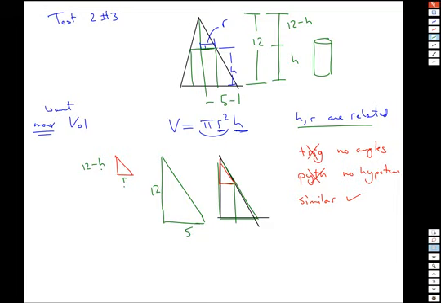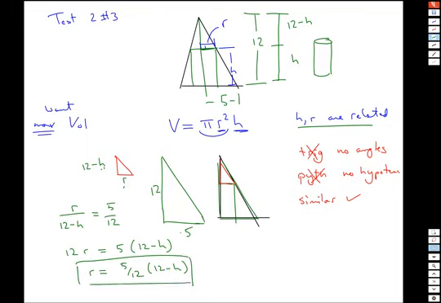It's totally up to you how you go from here, though. I tend to do ratios like r to h here, so r over 12 minus h is the same as the ratio from 5 to 12, and then swap around however you like. 12 r's are the same as 5 times 12 minus h, and I guess we might as well isolate for r because it's right there. r equals 5/12 times 12 minus h. And so that is a major landmark.